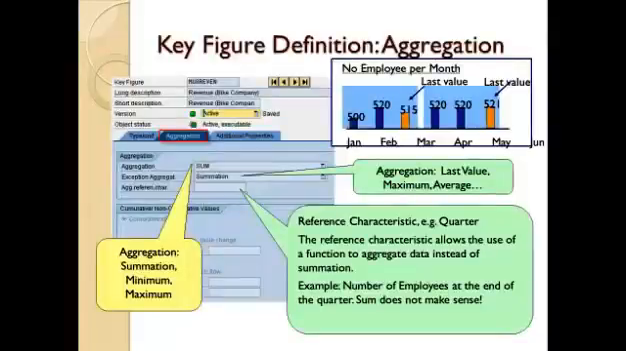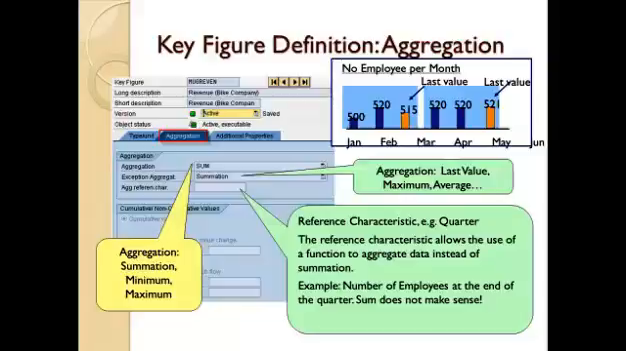Yeah, actually on this slide, you see that for the aggregation tab, under the aggregation section, again, standard aggregation, you have sum, maximum, minimum, and so on. And then for exception aggregation, you can have sum, last value, maximum, average, and so on. And then the aggregation reference characteristic basically is the one that we will use to aggregate the key figure. Okay, in this example, the reference characteristic is quarter.